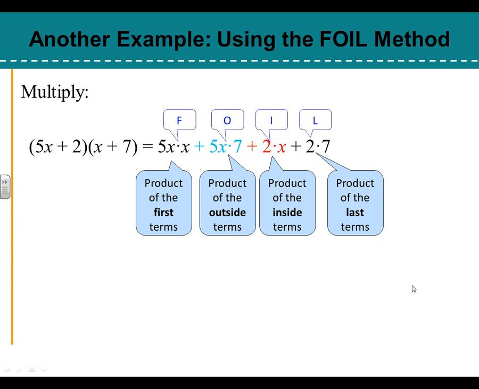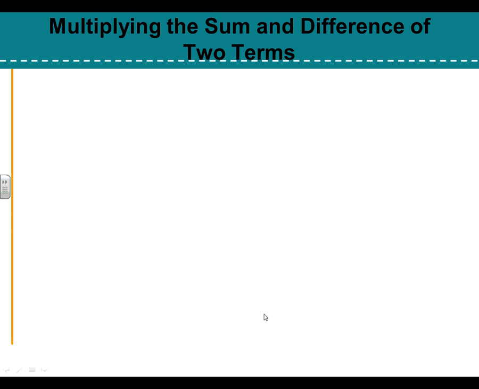So when you multiply that out, 5x times x, 5x times 7, 2 times x, and 2 times 7, we get 5x squared plus 35x plus 2x plus 14. And again, we can combine our two middle terms, giving us 37x. So we end up with 5x squared plus 37x plus 14. Okay, so that's the first case that we have.